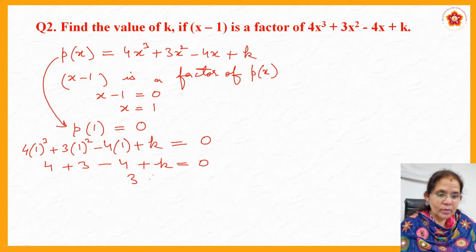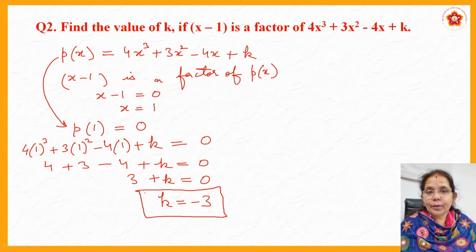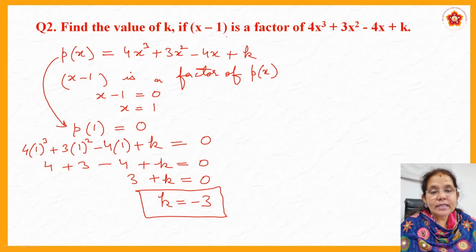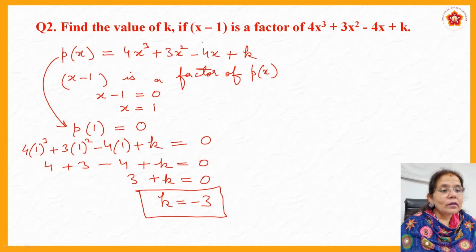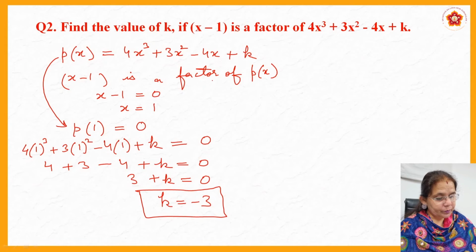So we get 3 plus k is equal to 0. So k is equal to minus 3. I hope the question is clear to you. You can put the value of k as minus 3 and divide the given polynomial by x minus 1, and you will get the remainder 0.